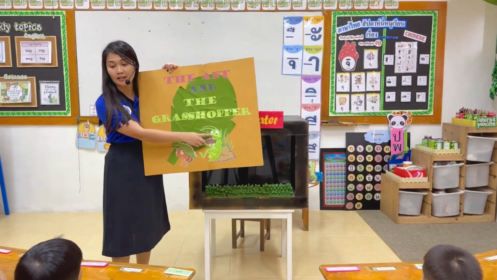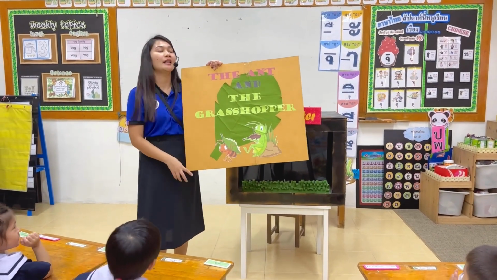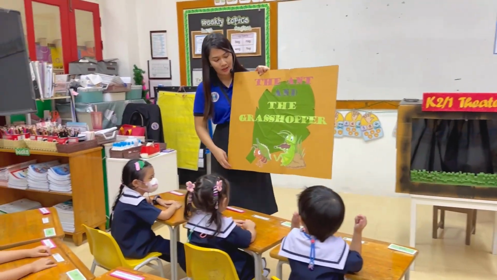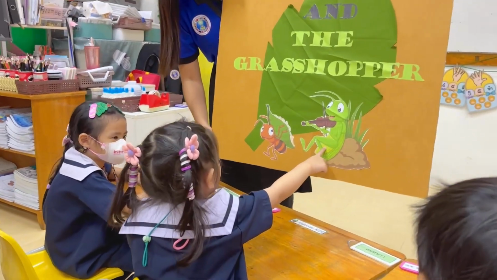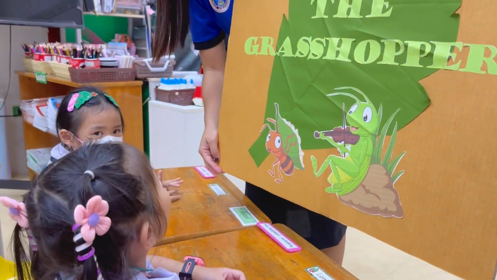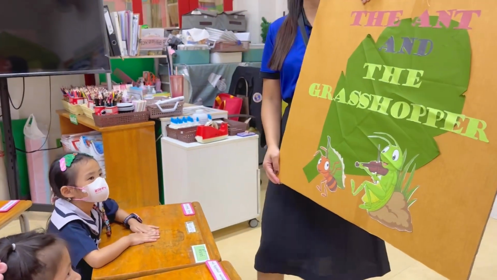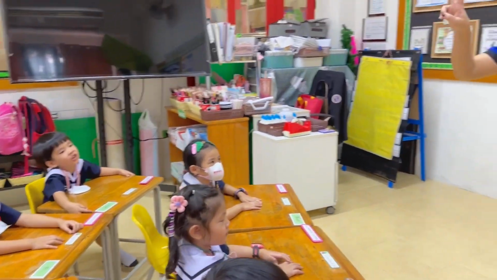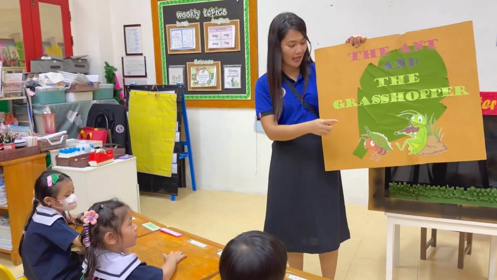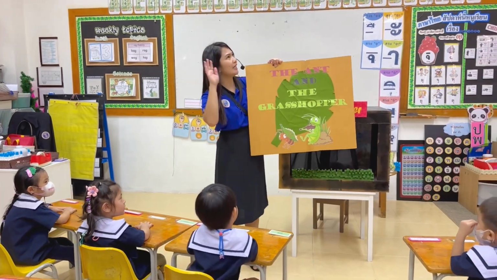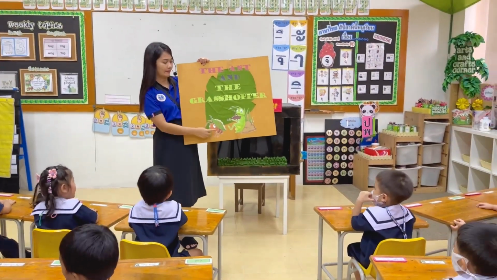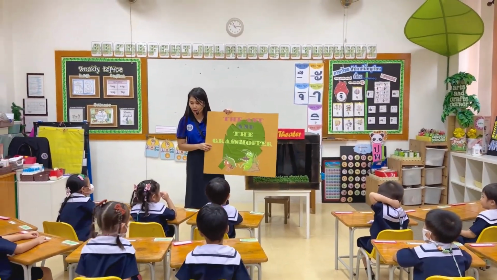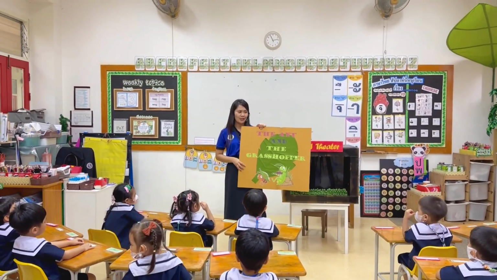Now, there is one more character in our story, and that is a grasshopper. Can you say it again? Grasshopper. Where is the grasshopper? Good. What is it? Grasshopper. Nice. Everybody follow along now. Say grasshopper. So what are the two characters of our story? Everybody say ant. I cannot hear you. Everybody, ant, and grasshopper. So there are two characters. We will know what happens to our story.